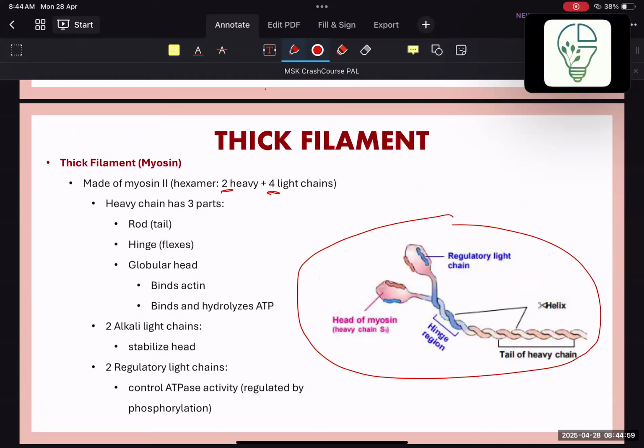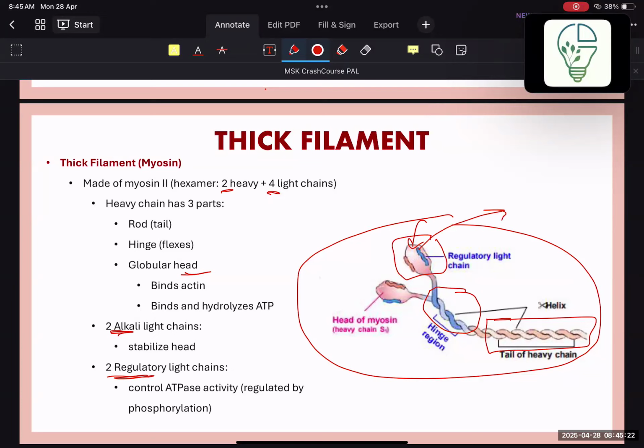So the heavy chain is made up of the tail, this portion. Then it's made up of the hinge, which is the portion that moves around during cross-bridge cycling. And then we have the head over here. The head has 4 light chains, 2 alkali and 2 regulatory, and it's where we're going to bind to the actin. So the head specifically is what binds to the myosin binding site.